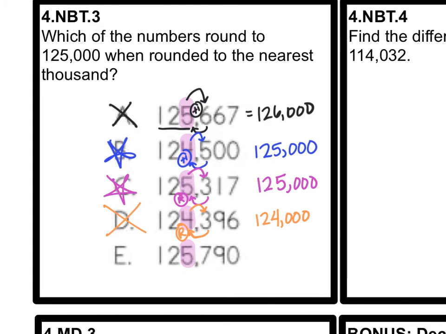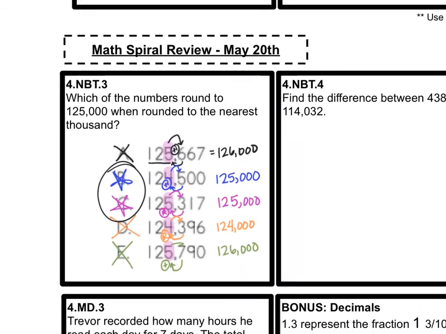And last but not least, we have 125,790. The 5 is going to look to the 7 to tell it what to do. The 7 is a 5 or more, so it will up this 5 score to 6, leaving us with 126,000, which will not work. So the only two that were possible answers were B and C.